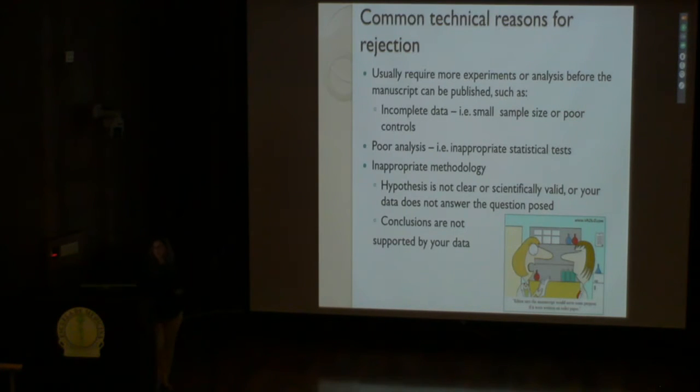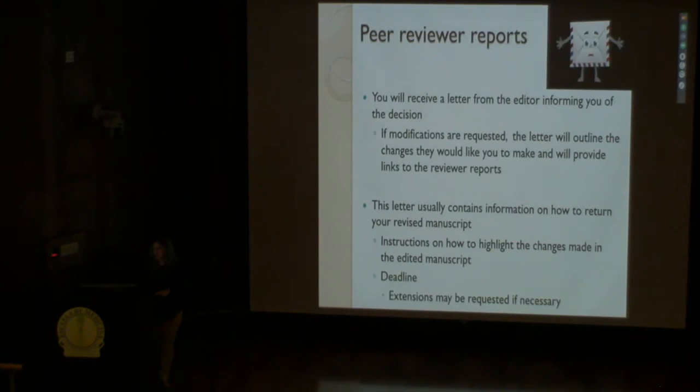So, common technical reasons for outright rejection. Usually they require more experiments or more analysis. They consider you have incomplete data, small sample size, or poor controls. Poor analysis, meaning you don't have the correct statistical tests to actually reach a conclusion. Inappropriate methodology, your hypothesis is not clear or valid. Your conclusions are not supported by the data. These are things you should definitely avoid at all costs.